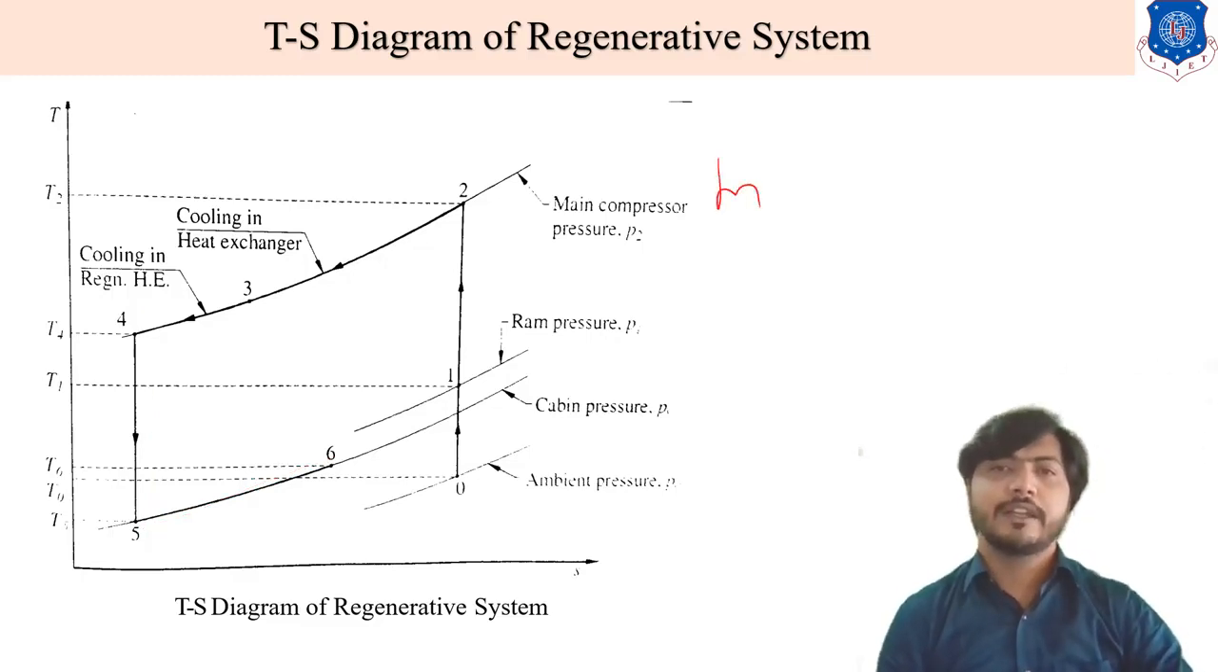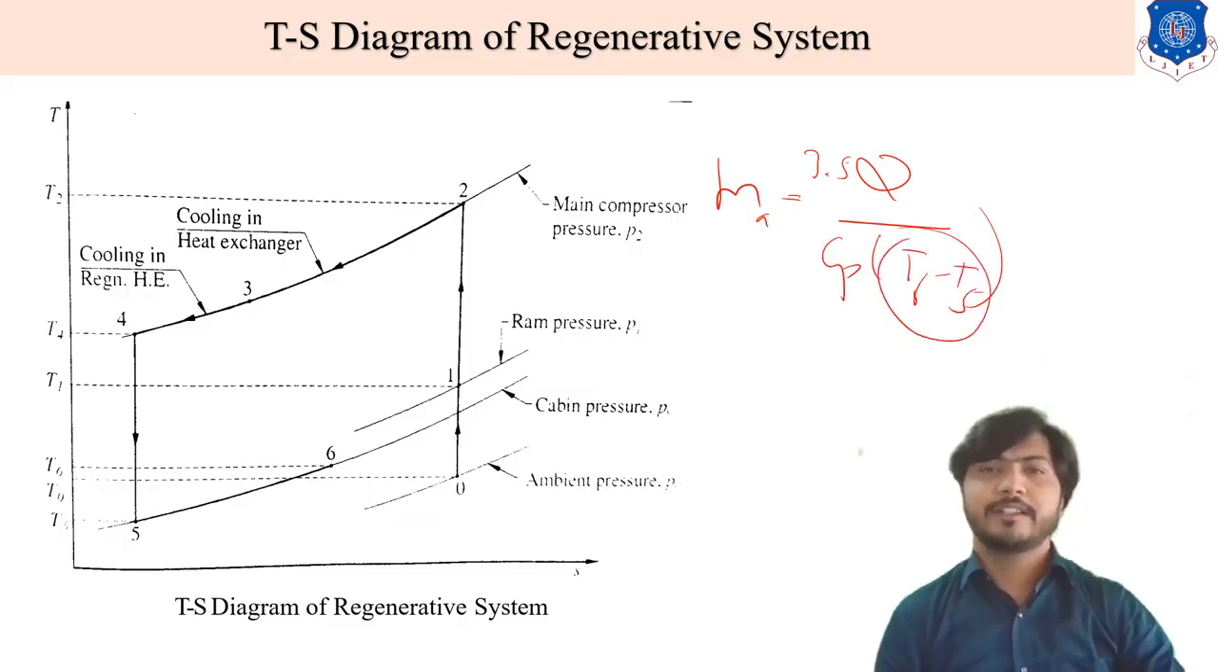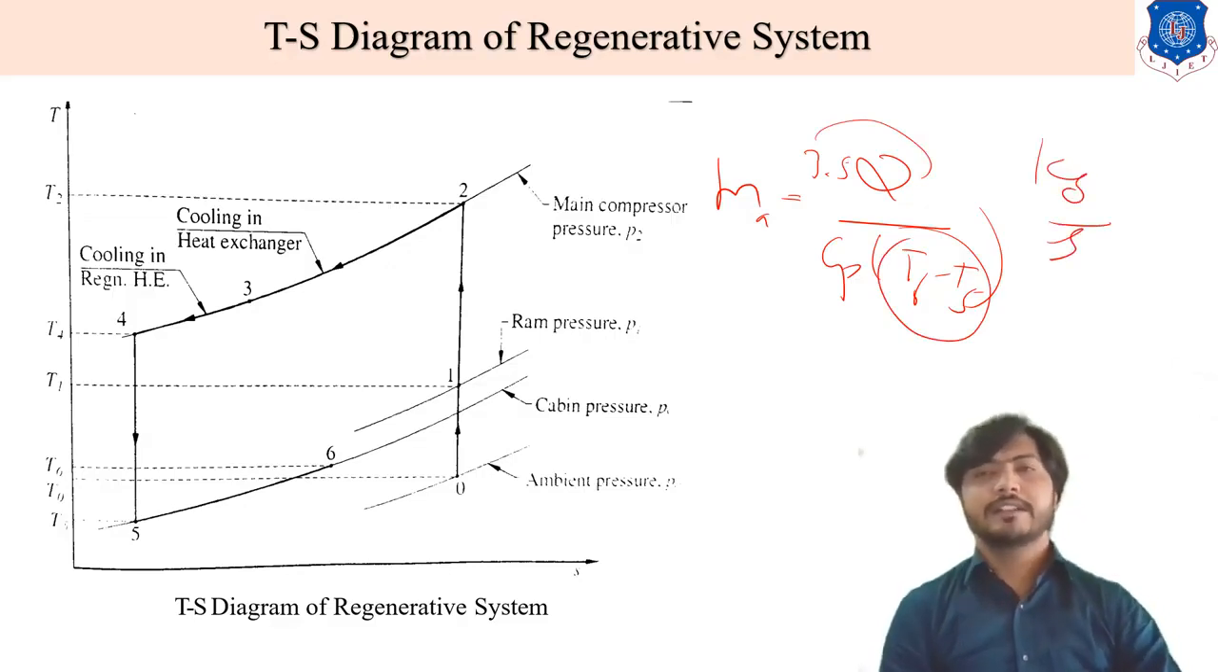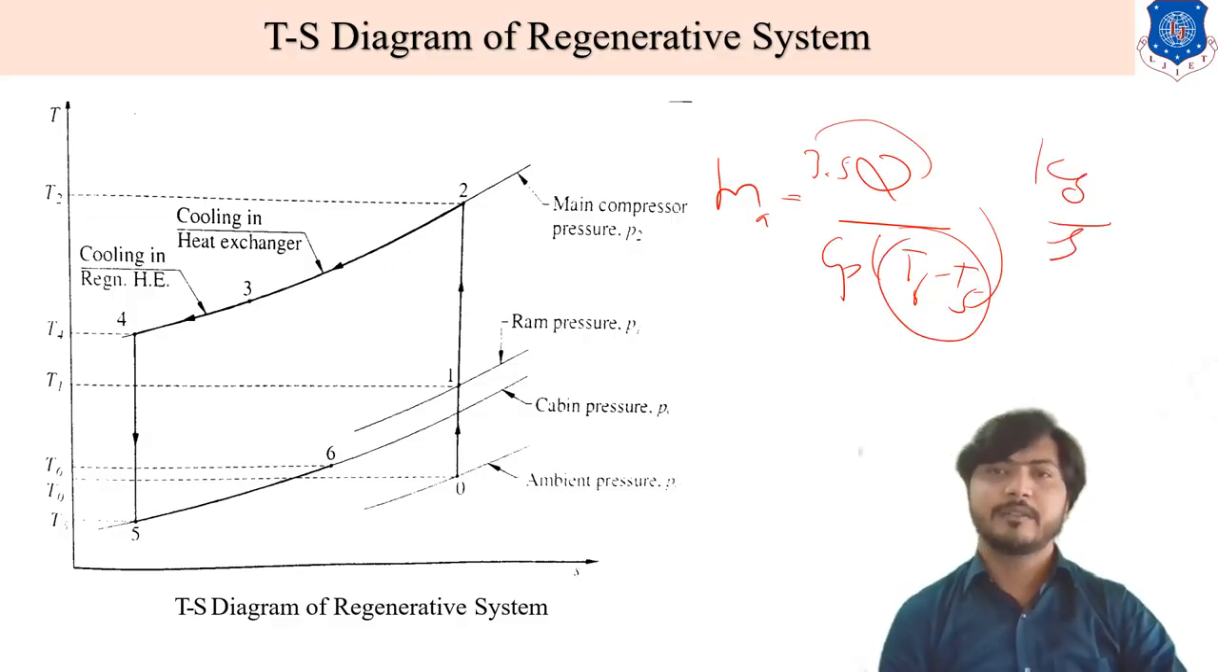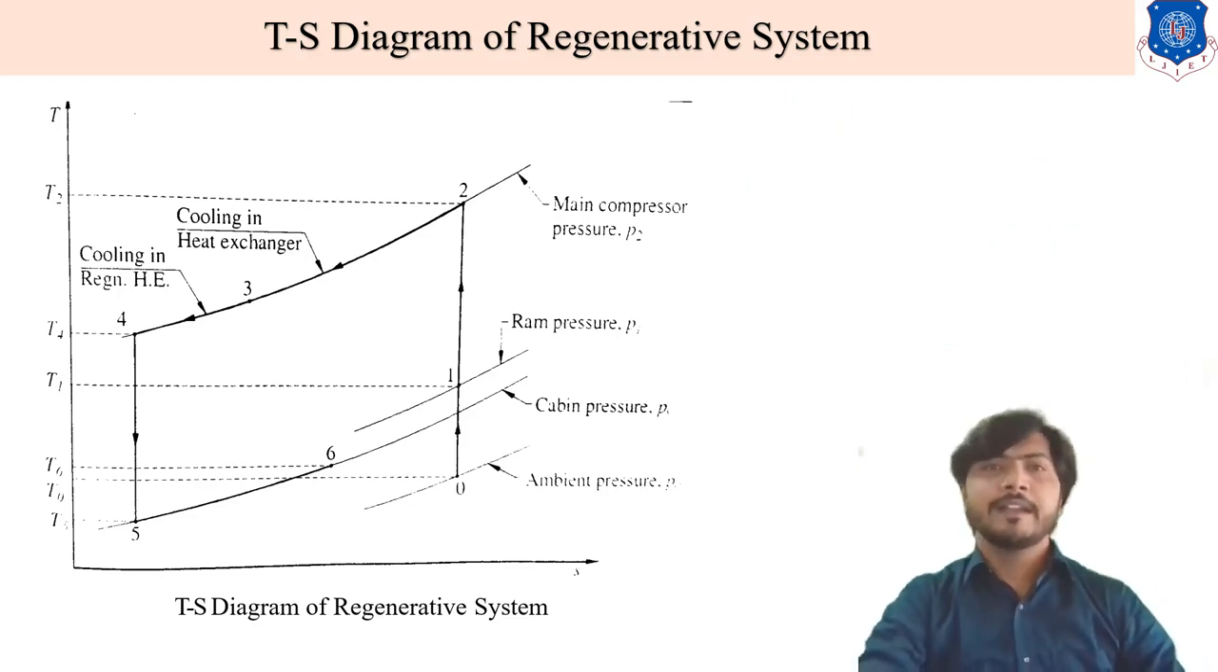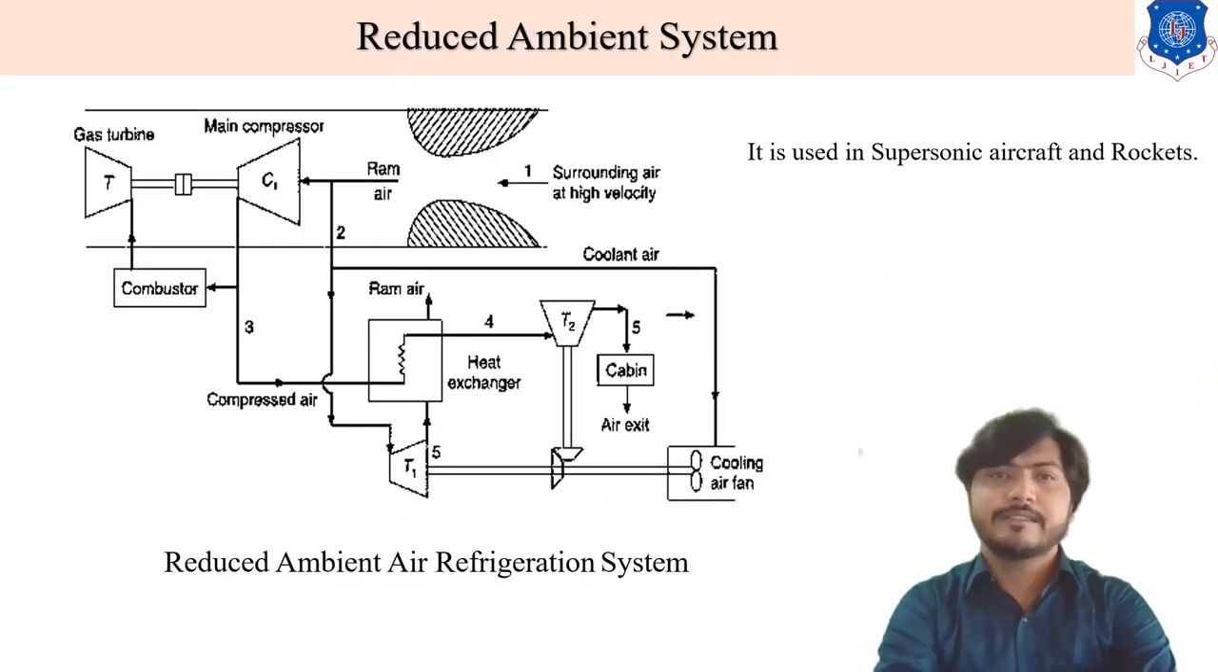So the mass of air is the same as before: Q in TR, 3.5 TR, divided by Cp (T6 minus T5), only the temperature changes, and the 3.5 gives the answer in kg per second. If you want the answer in kg per minute, just replace 3.5 with 210. Okay. Next is the reduced ambient system.